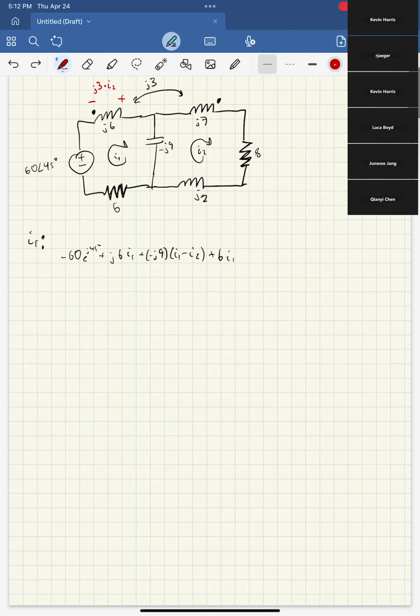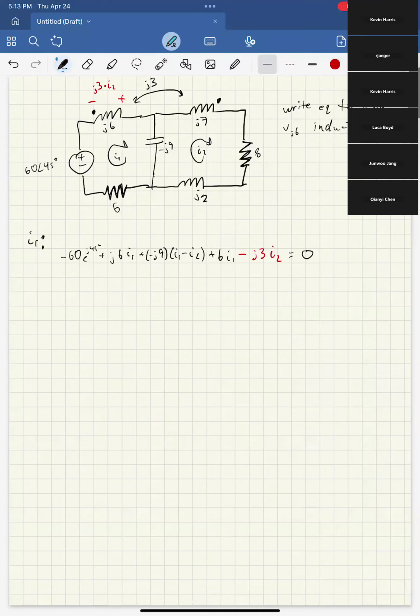Yeah. It's going to be minus J3 times I2, right? Hopefully that makes sense. Make sure I didn't mess this up. Yeah. And that all equals 0. And then, oh, and wait, the original question was to write equations to find the voltage of the J6 inductor.